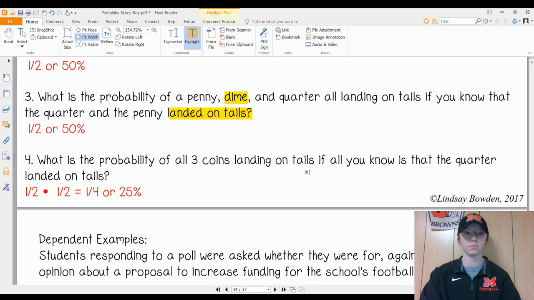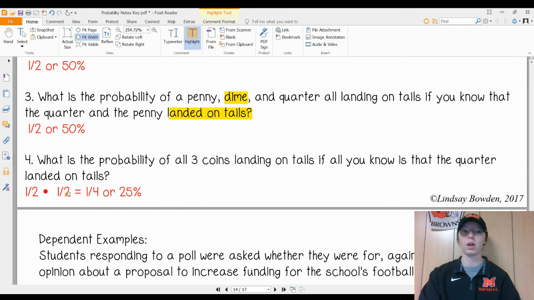Number 4, what is the probability of all 3 coins landing on tails if all you know is that the quarter landed on tails? So we have 3 coins, and we already know that 1 landed on tails. So we need to find the 2 other coins. So the probability of 2 coins. So again, they're 50% each. So the first coin is going to be 50%. Second coin is going to be 50%.